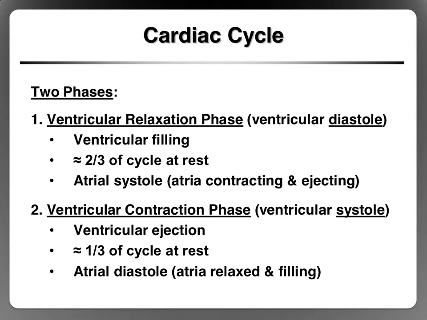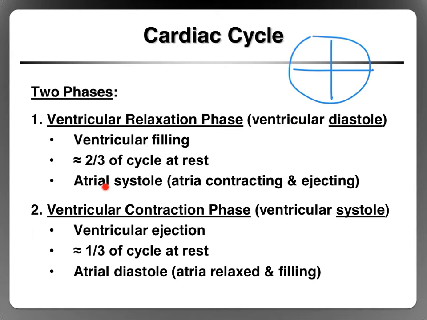So the 2 phases of the cardiac cycle are usually described based on what's going on with the ventricles. So you've got the ventricular relaxation phase. During the first phase, the ventricles are at rest, and therefore we call that ventricular diastole. And while they are at rest, they are filling with blood. Simultaneously, while the ventricles are at rest, the atria are contracting. So the atria are in systole while the ventricles are in diastole.